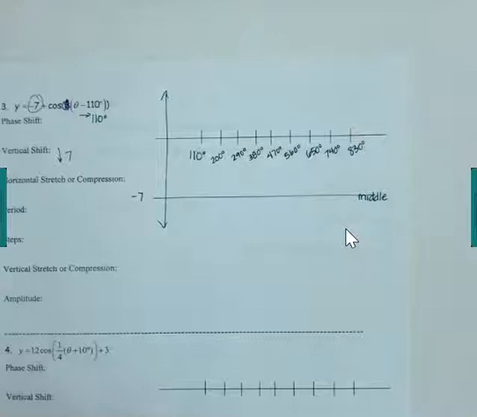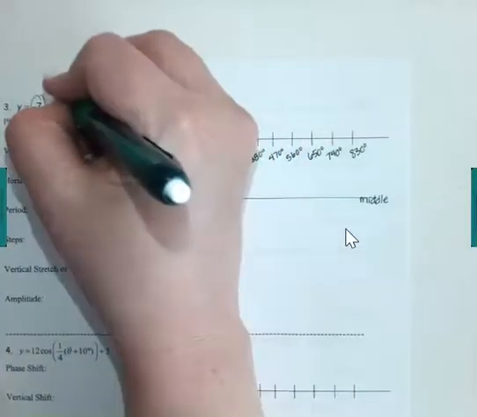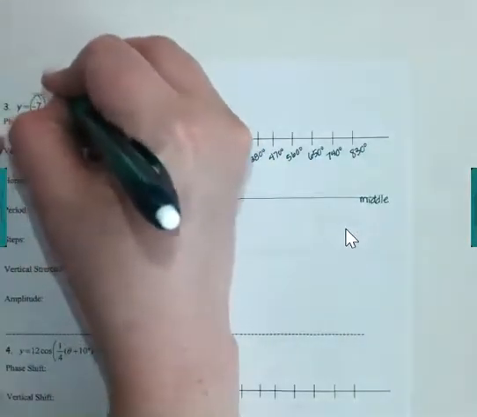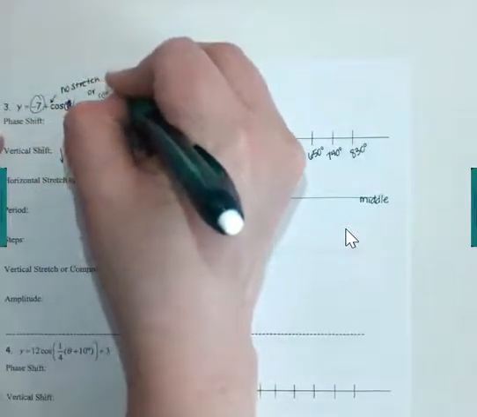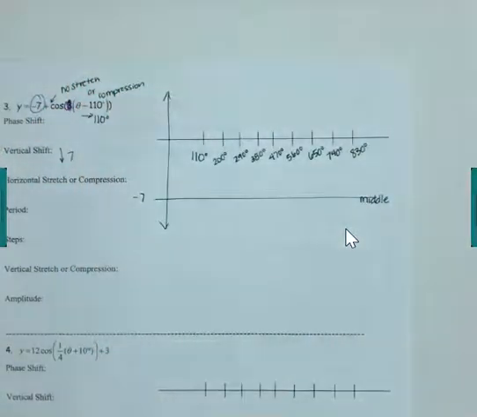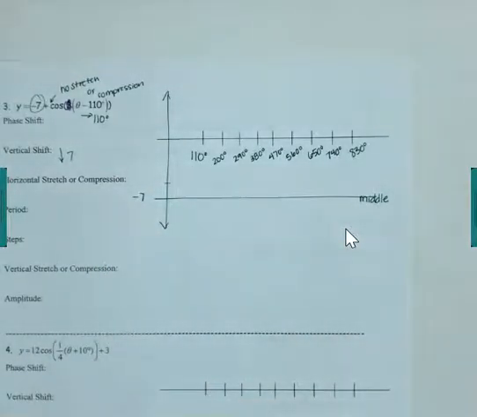Okay, then I want to look in front of cosine to see if there is a stretch or a compression. Is there a number here? Then do I have one of those? No. So, since there's no number in the front here, there is no stretch or compression. So that means instead of going up like 2 or 3, it's only going to go up how far? 1, just like the regular graph. So if I go up 1 from negative 7, what does that put me at?